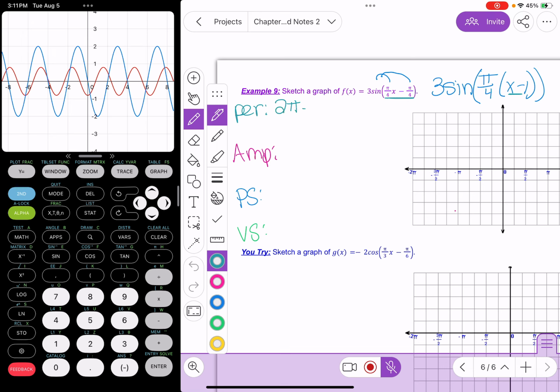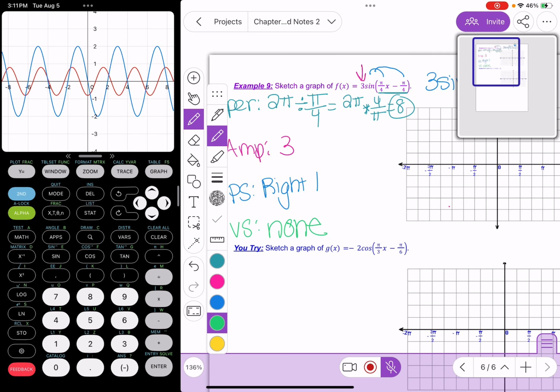So the period is 2 pi divided by pi over 4, which is 2 pi times 4 over pi, which would be 8. Amplitude is what's in front, so 3. Phase shift is what's added or subtracted in the parentheses after I divide out the period. So we're going to go right 1. And vertical shift is what's added or subtracted, so this one has none.